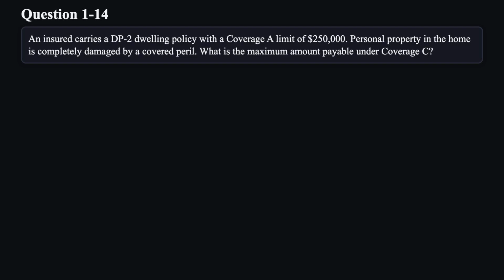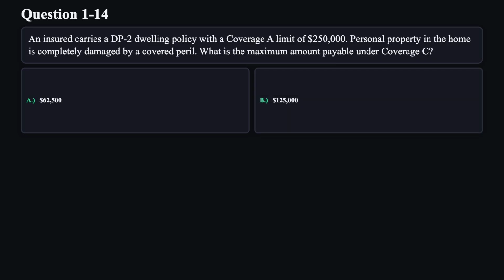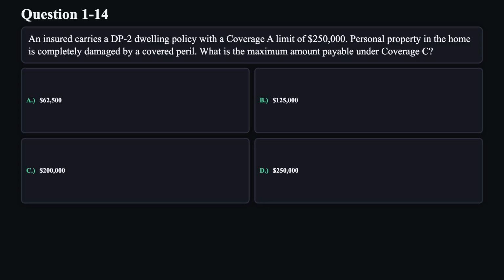Question 14. An insured carries a DP2 dwelling policy with a coverage A limit of $250,000. Personal property in the home is completely damaged by a covered peril. What is the maximum amount payable under coverage C? A. $62,500. B. $125,000. C. $200,000. D. $250,000.